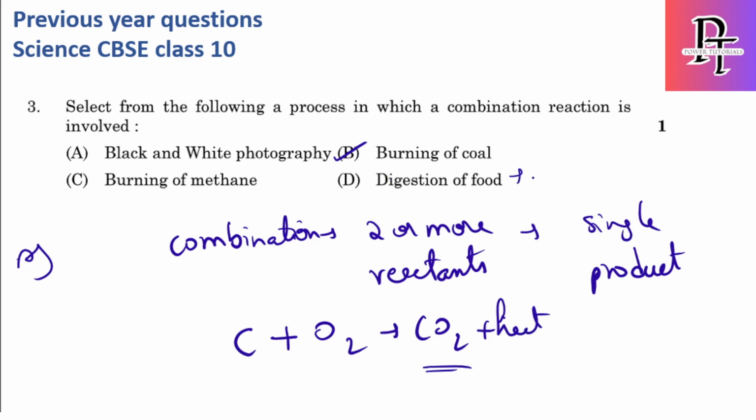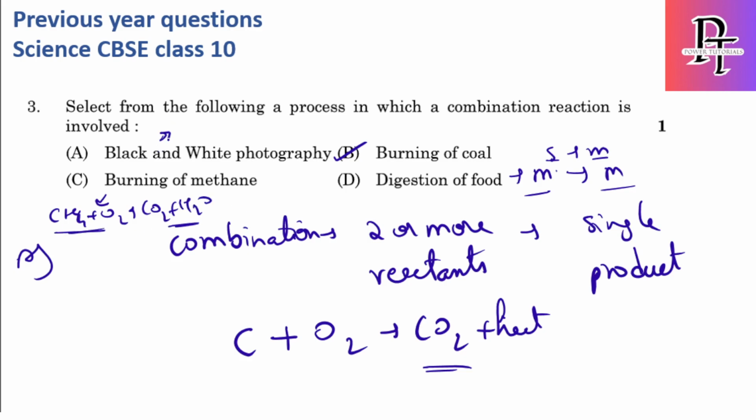Whereas digestion of food, here a large molecule is broken down into multiple smaller ones, or else I can say single to multiple is an example of digestion. Burning of methane, here two, that is CH4 and O2, will be combined to form CO2 and water. So here two are reactants and two are products. Black and white photography is a decomposition reaction where AgCl will be broken down into Ag and Cl2. So this is for decomposition reaction. Hence the only option for combination is B. Okay, let's see the next question.